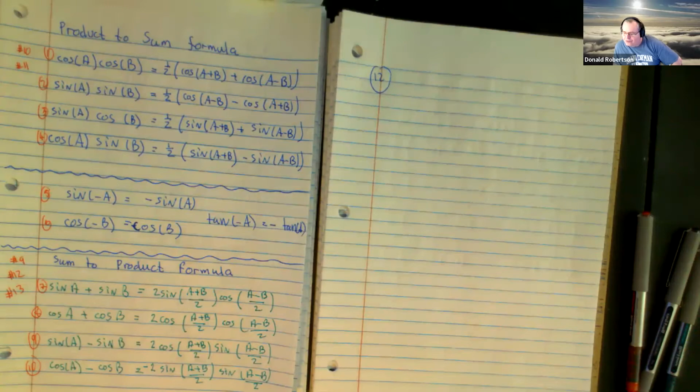So question 12 has the sine of 9x take away the sine of 3x.